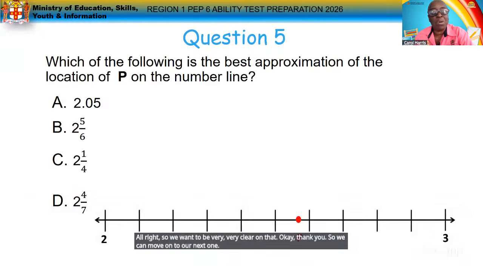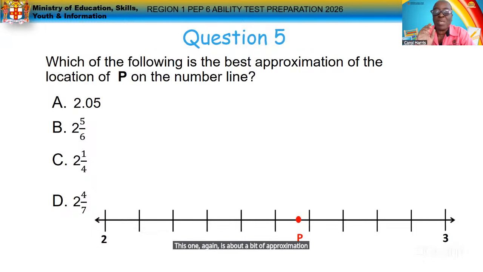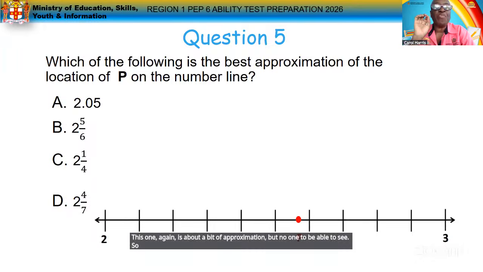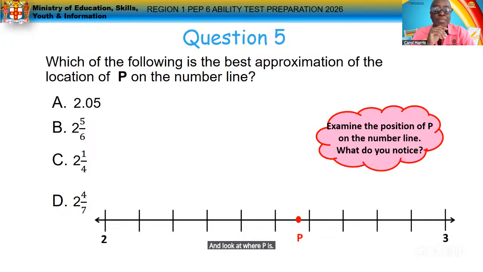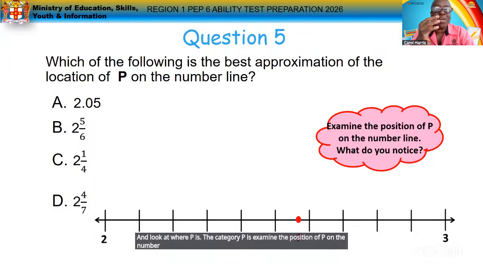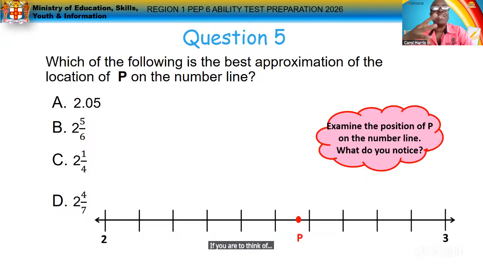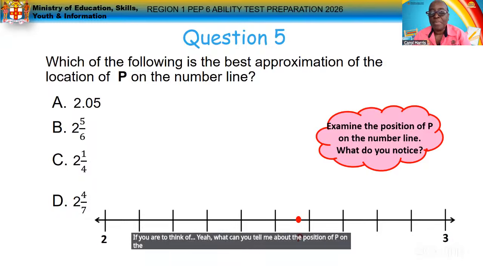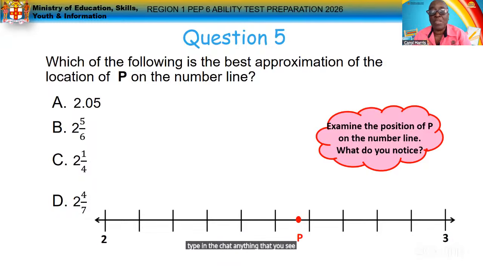This one again is about a bit of approximation, but now we want to be able to see. Which of the following is the best approximation of the location of P on the number line? Take a moment, look at the options we have, and look at where P is. Examine the position of P on the number line. Give me an idea. What can you tell me about the position of P on that number line? Type in the chat anything that you see about P in the number line.